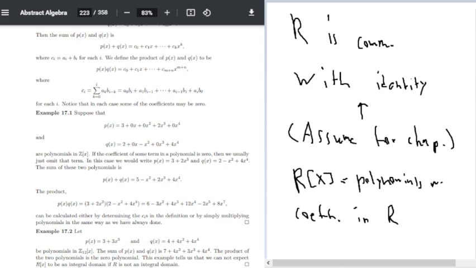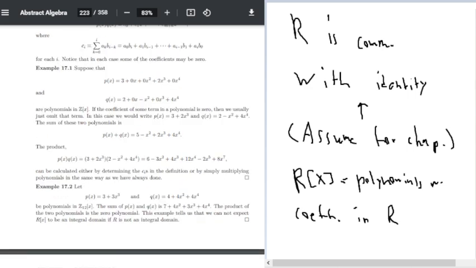The sum of these two polynomials is p(x) plus q(x) equals 5 minus x^2 plus 2x^3 plus 4x^4, and the product p(x)q(x) is equal to 3 plus 2x^3 times 2 minus x^2 plus 4x^4, which is equal to 6 minus 3x^2 plus 4x^3 plus 12x^4 minus 2x^5 plus 8x^7. This can be calculated either by determining the c_i's in the definition above, or by simply multiplying polynomials in the same way that we have always done.